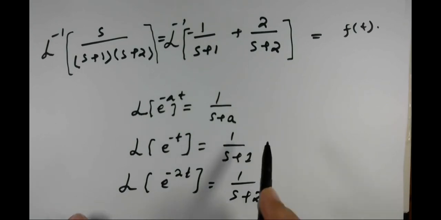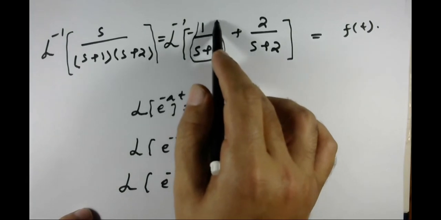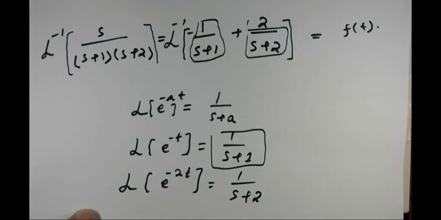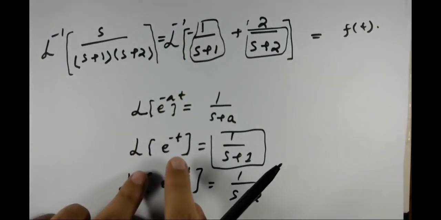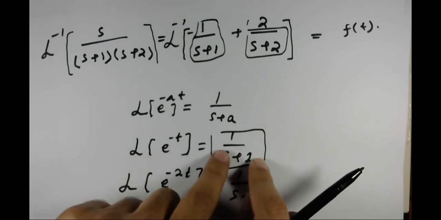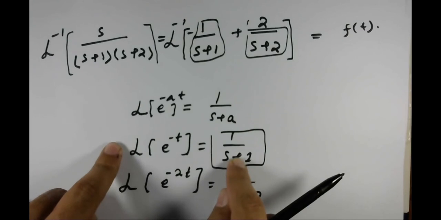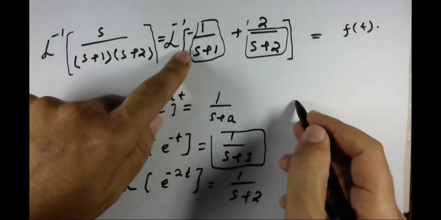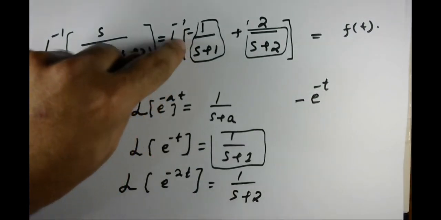You understand something happening here. We are getting some terms for which we know what the time domain function will be. When you take the Laplace of e raised to a power minus at, you get 1 by s plus a. When you take the inverse Laplace of 1 by s plus 1, you get e raised to a power minus t. Simple, right? So the inverse Laplace of this term will be minus e raised to a power minus t, minus because here there is a minus.